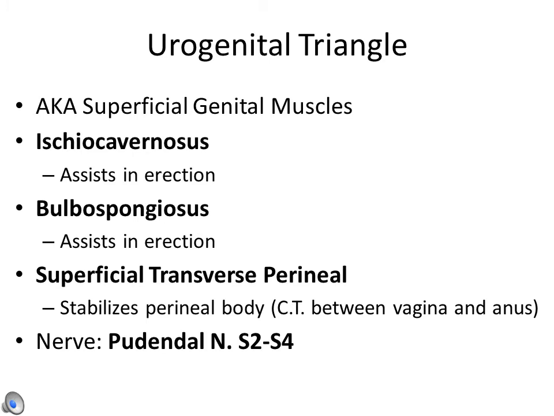The ischiocavernosus and the bulbospongiosus muscles assist in erection. The superficial transverse perineal muscle stabilizes the perineal body, which is the connective tissue between the vagina and the anus. These muscles are all innervated by the pudendal nerve, with contribution from S2 through S4.